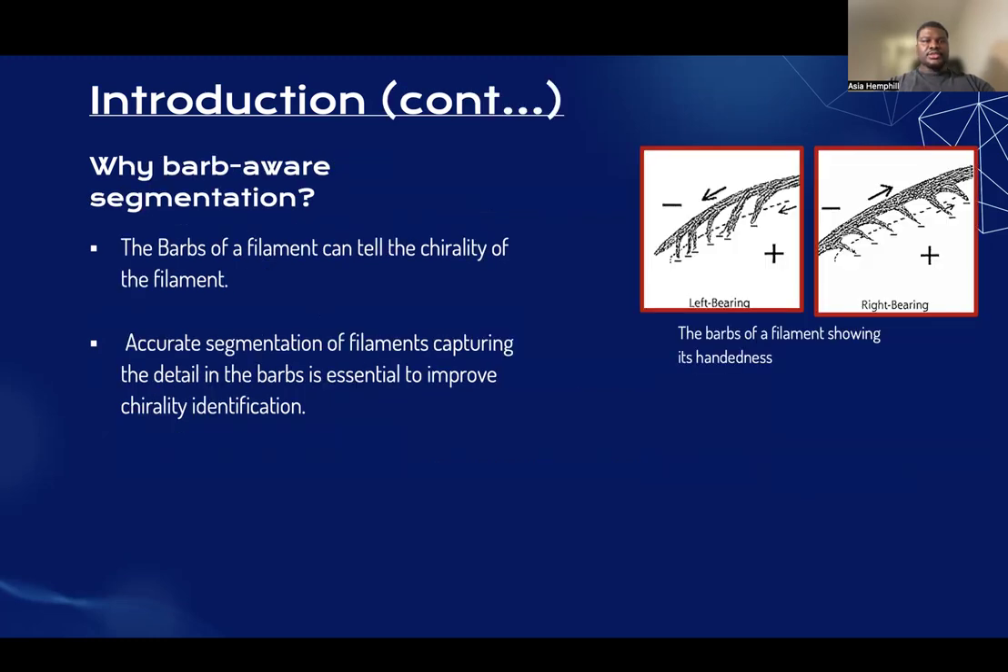Now, why do we focus on Barb-Aware segmentation in our research? This is because the barbs of a filament can tell the chirality of the filament, and also because accurate segmentation of filaments, capturing the detail in the barbs, is essential to improve chirality identification, as can be seen in the images on the right. By the barbs of the filament, we're able to tell whether it's a left-bearing barb or a right-bearing barb.